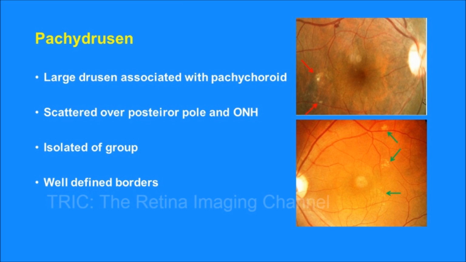Now what is pachydrusen? They are large drusen associated with pachychoroid. How are they different from large drusen seen in AMD? The pachydrusen are large and scattered all around the posterior pole and even nasal to the optic nerve. They can be single or in groups. They have irregular borders which are complex.